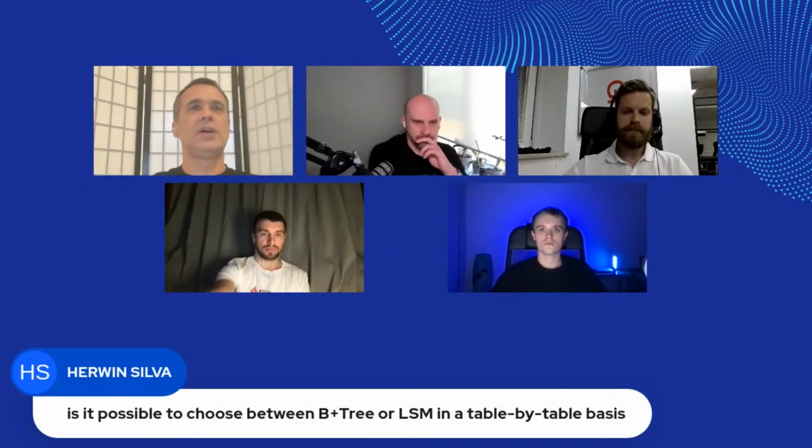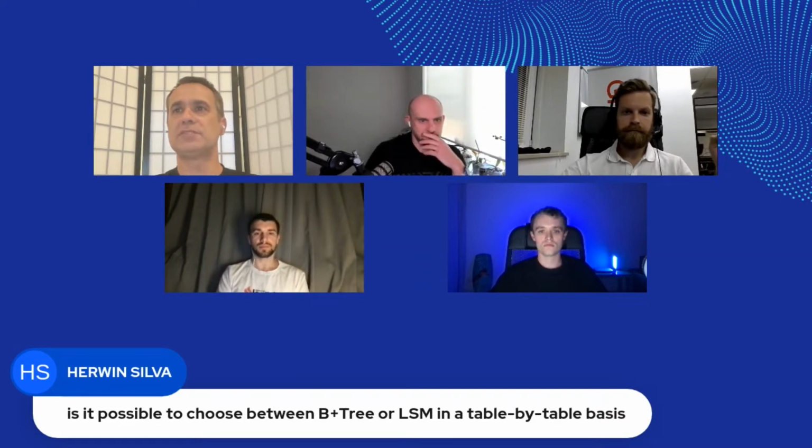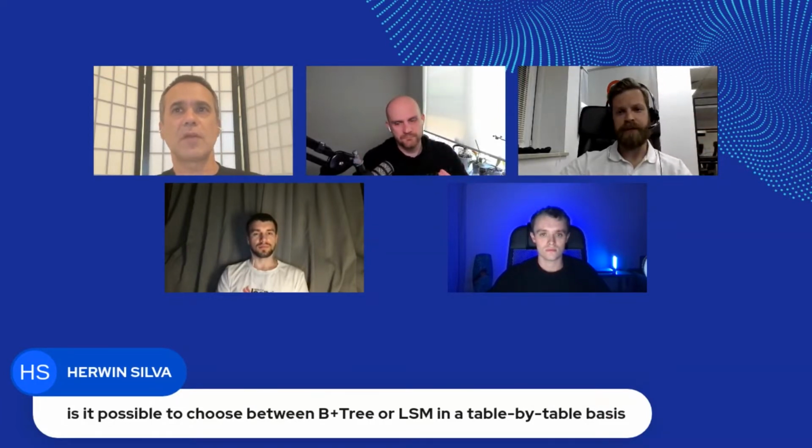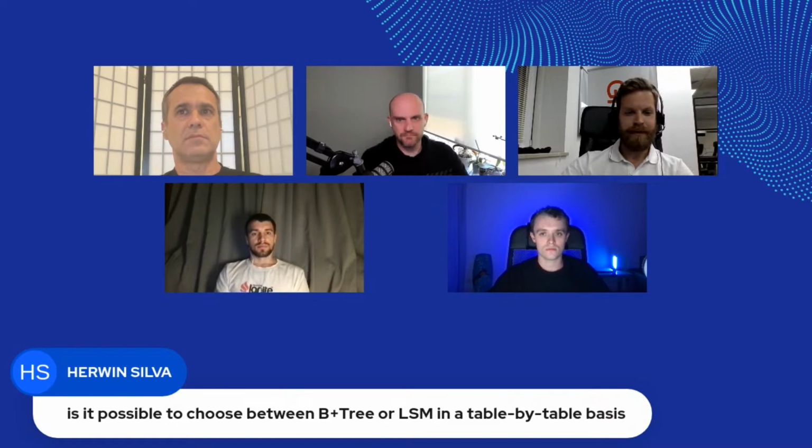So the first one is from Herwin Silva: is it possible to choose between B tree or LSM on a table by table basis? Yes, you can use the SQL API while defining the table. You should choose an appropriate storage engine using the engine keyword. You can also modify the configuration, like Alexander showed, using the HOCON format as well. But it's a bit more tricky, so it's better to use the SQL API.